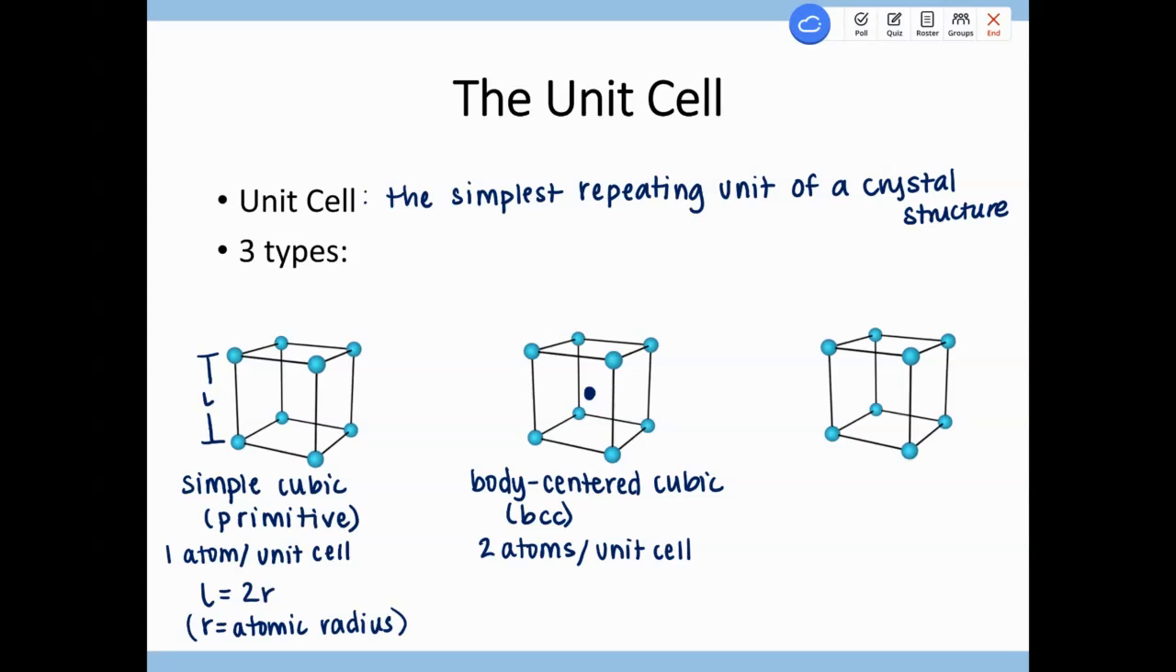And then the length of the edge of a body-centered cubic unit cell is influenced by the inclusion of that extra atom in the center. I'm not going to go into how this is derived. I'm asking you to trust me, but I believe that they're derived in your book. But the length of a body-centered cubic edge is 4r divided by the square root of 3.